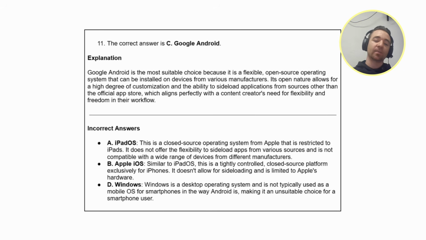Okay, we just talked about this. Google Android is the one with high level of flexibility. It's more customizable when compared to the Apple iOS. And of course we wouldn't have chosen iPad or iOS because we're not talking about an iPad. We're talking about a phone. And Windows is for desktop computers, not for phones. That was a trick option. Hopefully we didn't choose Windows.